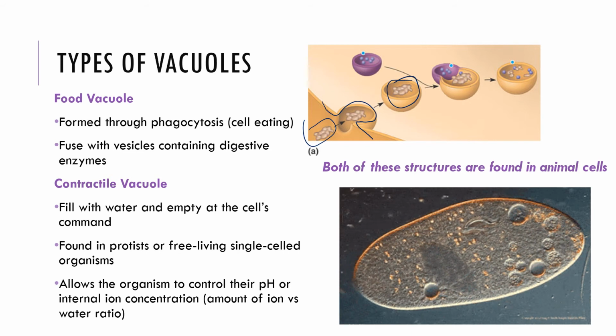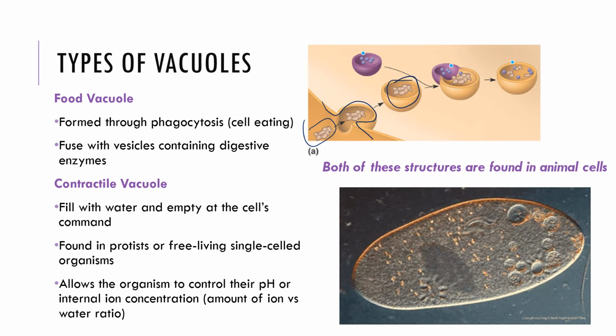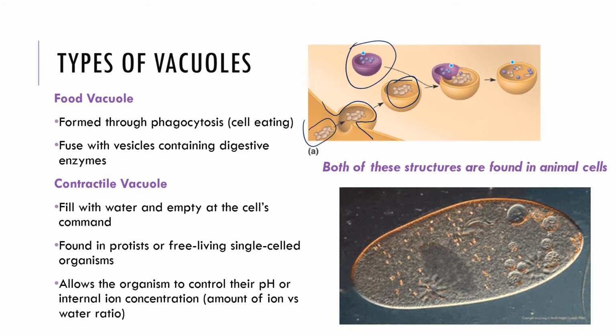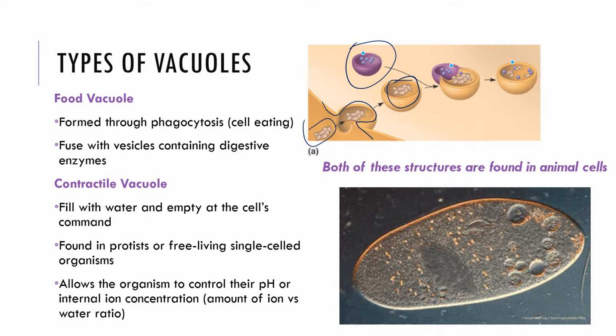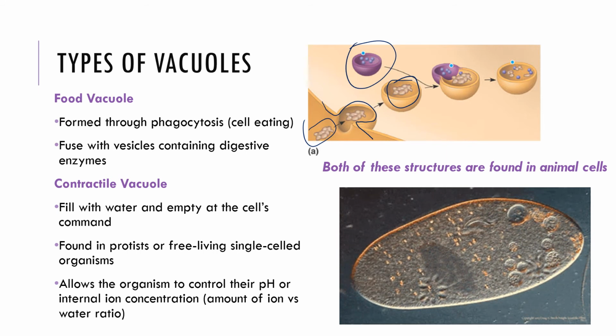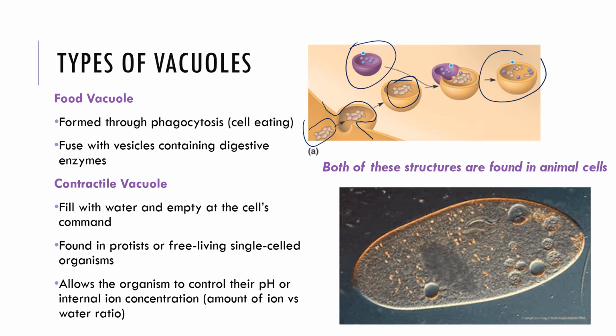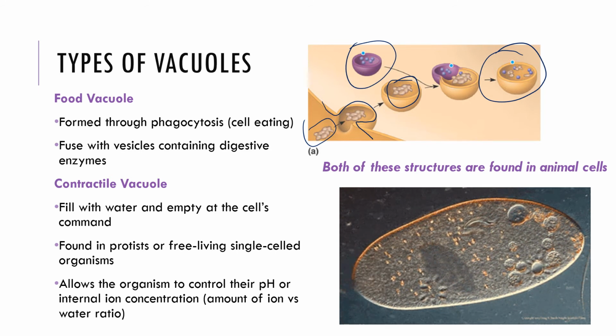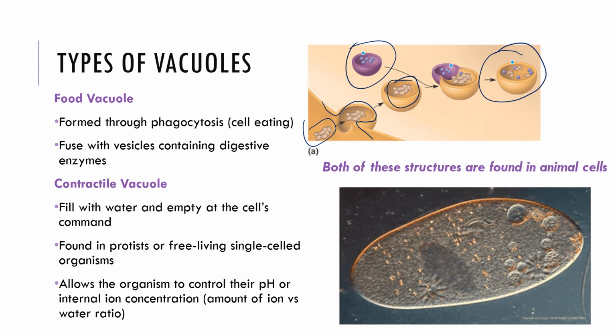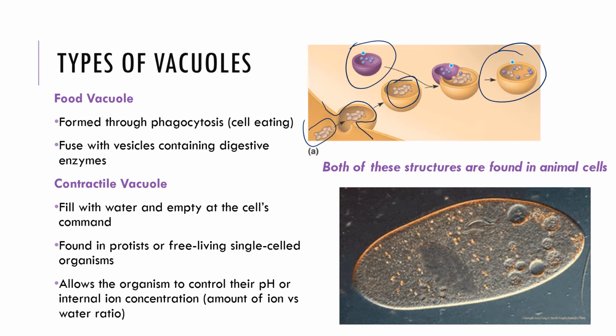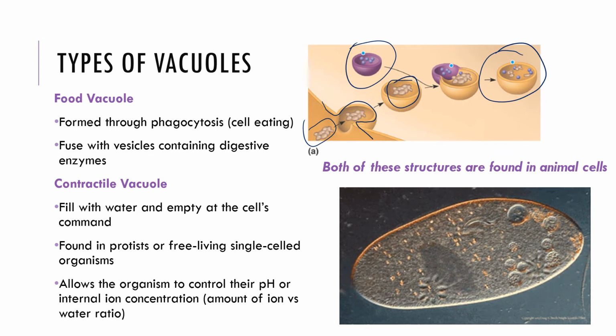Usually what will happen then is that this food vacuole will fuse with another vacuole or vesicle that has some type of digestive enzyme. So now I have this kind of mini stomach where I have digestive enzymes and low pH and food, and I can break it all down.